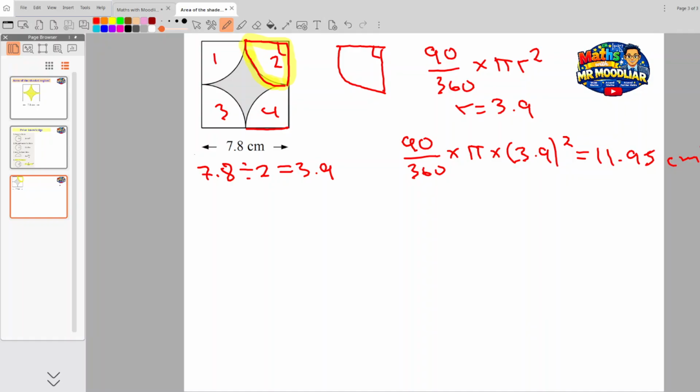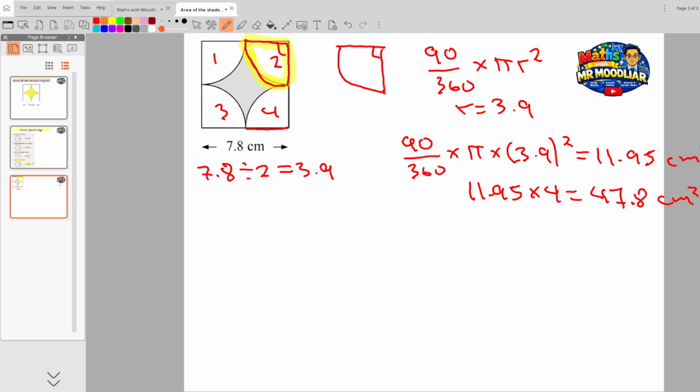Now, that is the area of one sector. And how many sectors do we have? We have four. So 11.95 times 4 would give you 47.8 centimeter squared. Don't worry about rounding to one decimal place or two decimal places. I am more interested in how to tackle these questions. So again, we've worked out the area of four sectors.